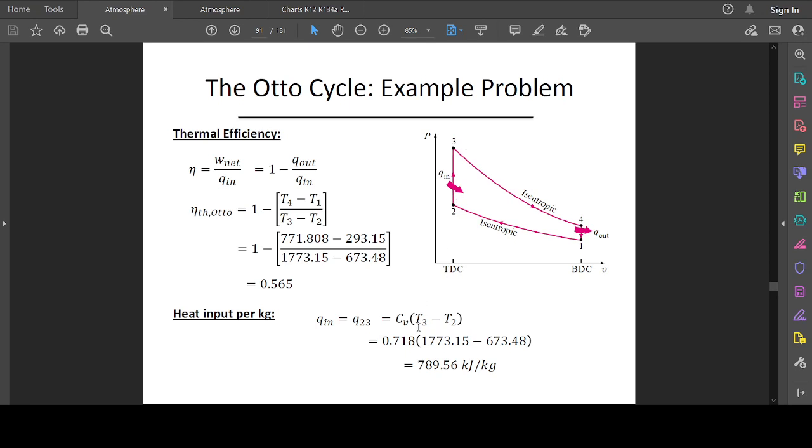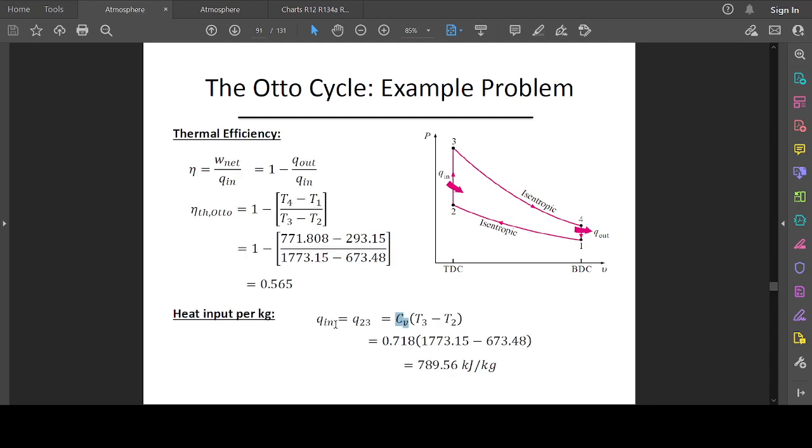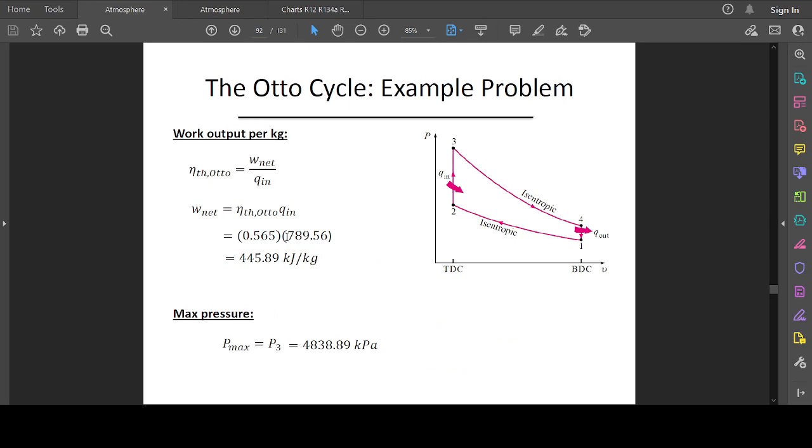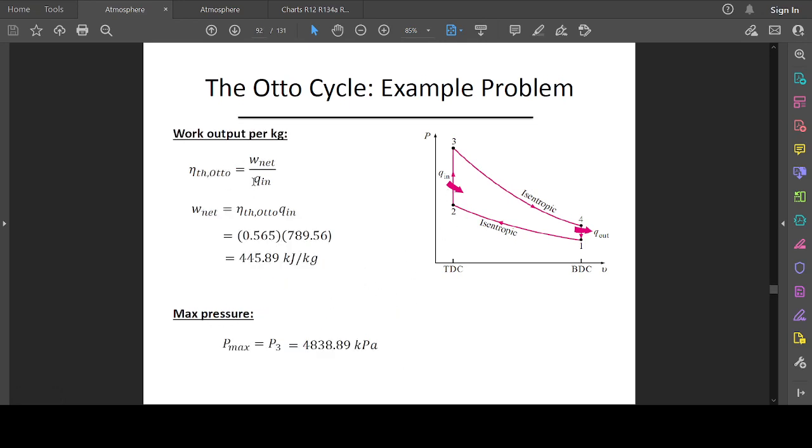Okay, so the heat input per kilogram will be the change in heat between the two stages 2 and 3. So if we know T3 and we know T2 and we know the specific heat capacity with respect to the volume, then we can use that to calculate the total heat added to the system. And with that, we can calculate the work output per kilogram. Okay, so the work output per kilogram is when we take the difference between the heat in and heat out. Then we use that to divide the total heat into the system, and it will give us the net work. Since we know the efficiency as 56.5%, and we know the total heat added to the system, then we can rewrite this equation to calculate the net work done by the system, per kilogram, obviously.